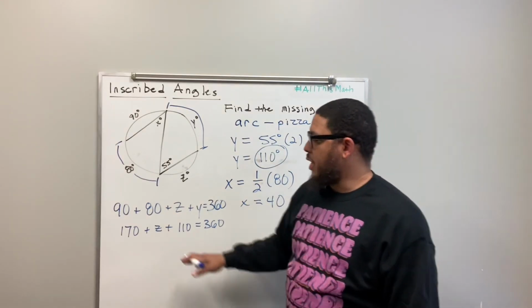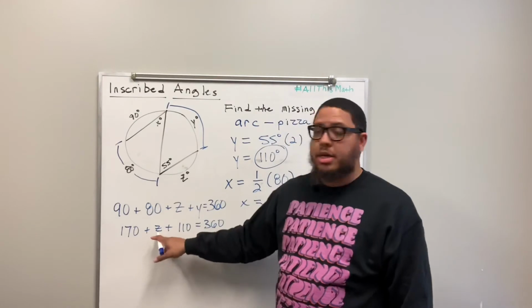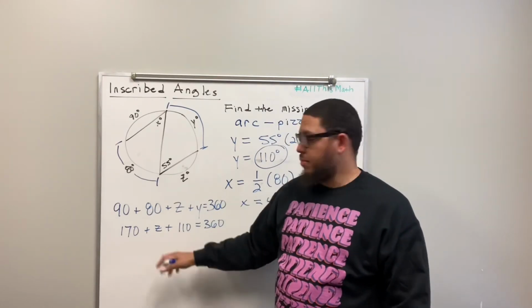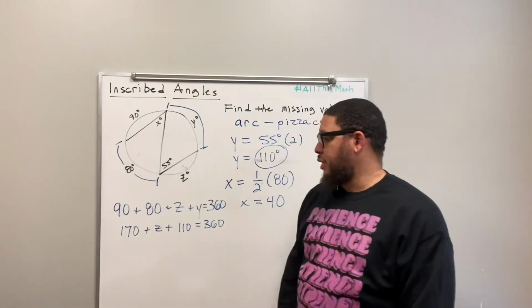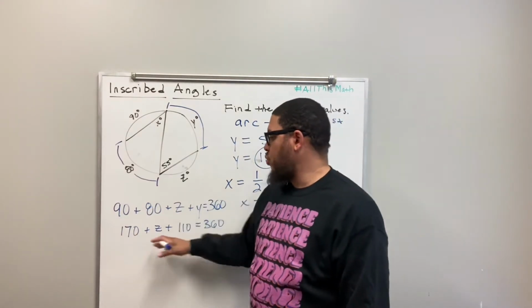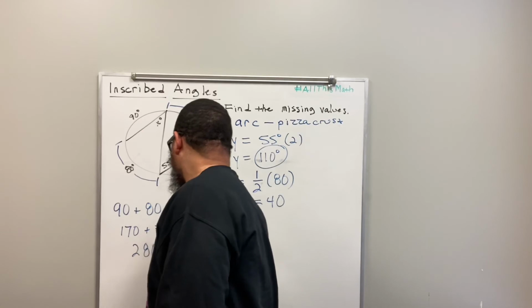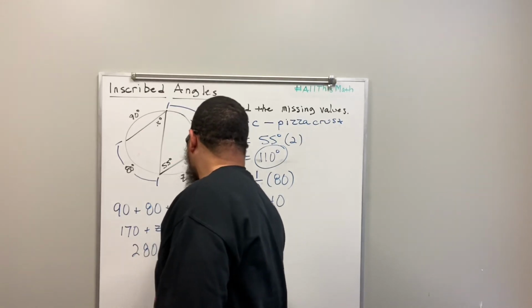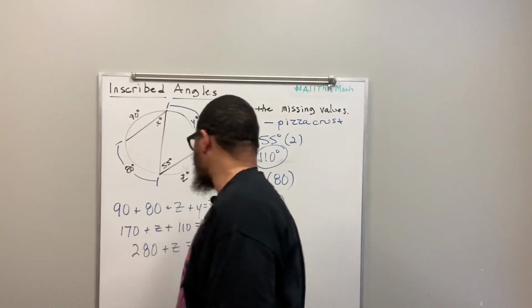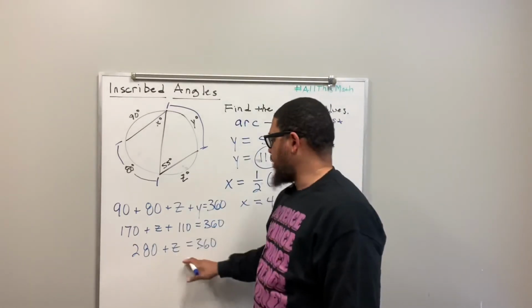Right? So now I still want to combine like terms because, again, this is algebra. I'm trying to solve for Z. So I do 170 plus 110. That's going to give me 280. So now I got 280 plus Z is equal to 360. So I got 280 plus Z is equal to 360.